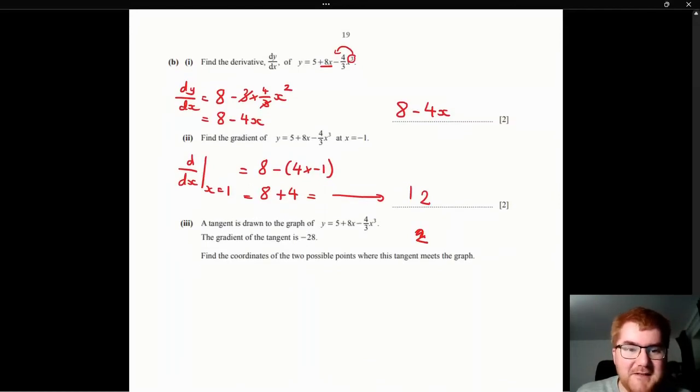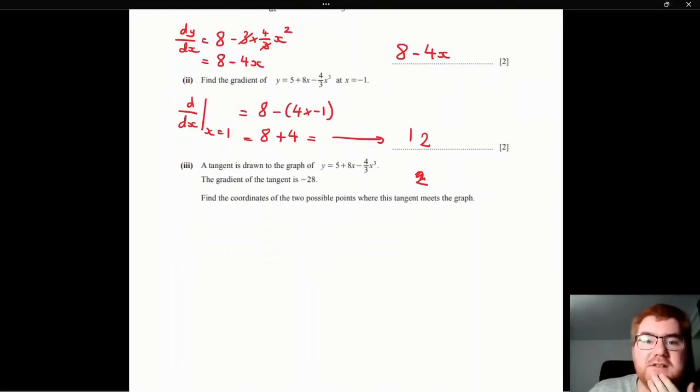Okay, next part of the question. The tangent is drawn to the graph, so it's the same function, always double check. The gradient of the tangent is minus 28. Find the coordinates of the two possible points where this tangent meets the graph.